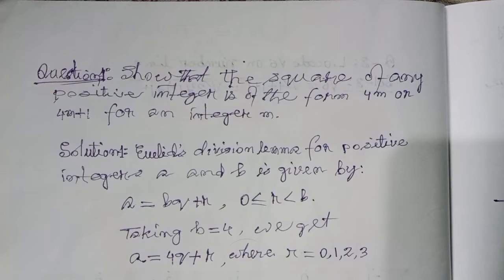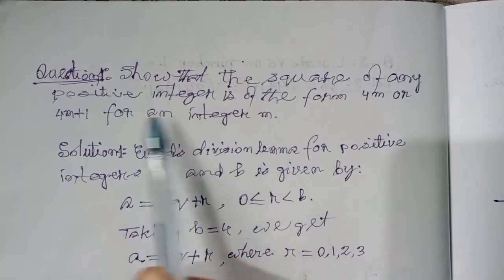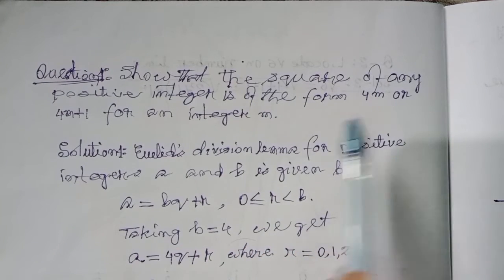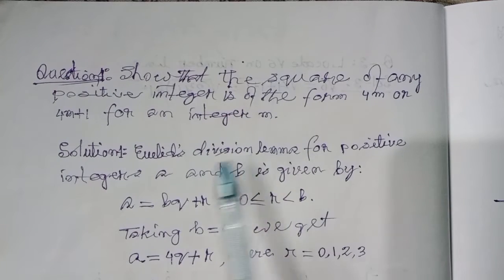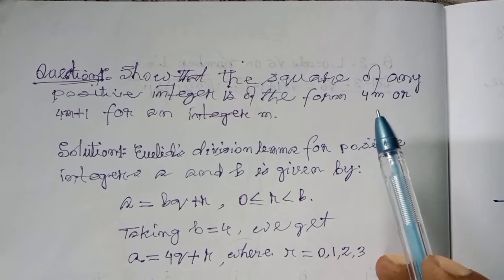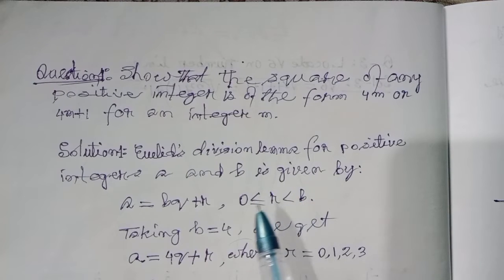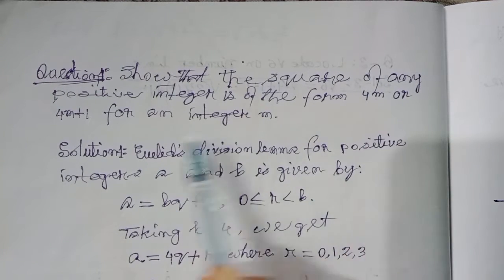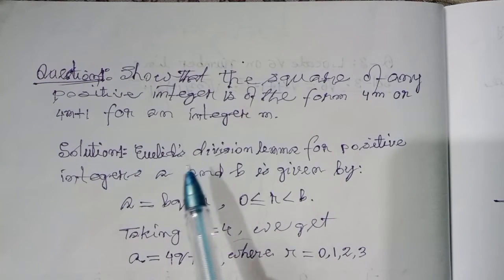Please read the question carefully. Show that the square of any positive integer is either of the form 4m or 4m plus 1 for an integer m. Here is one important tip: you should take the value of b in the Euclid division formula as b is equal to 4 by seeing this format. Okay, let's get started. Solution 1.